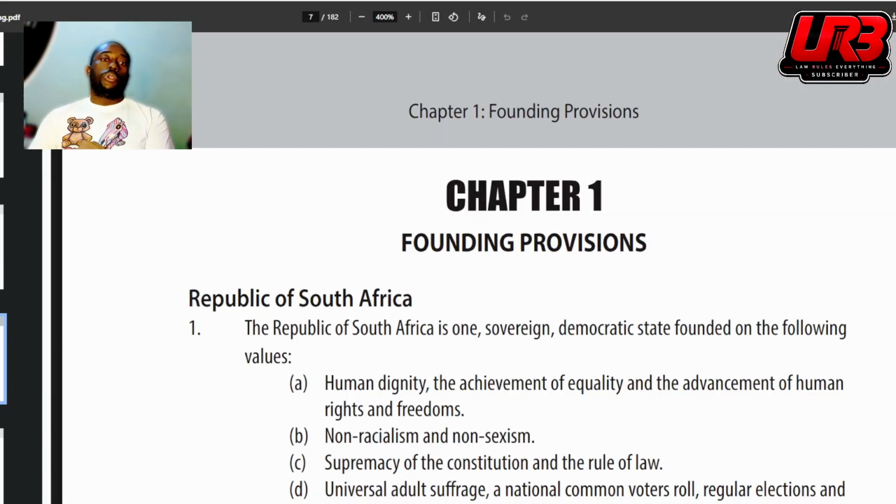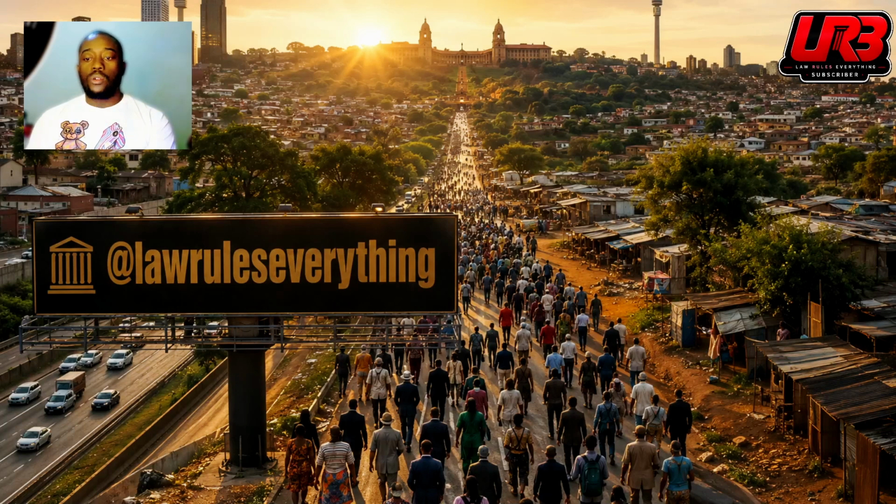Chapter 1 of the Constitution: the Republic of South Africa is one sovereign democratic state founded on the following values. So this particular image that you are seeing is meant to represent the following. I will try to elaborate. It captures the core idea that South Africa is one sovereign democratic state, not fragmented but united in its diversity, with the Constitution as the guiding light. So let's go to the next visualization.